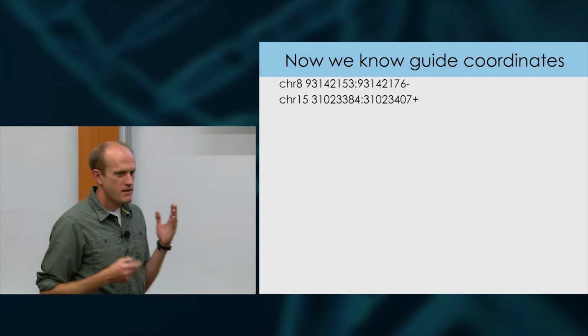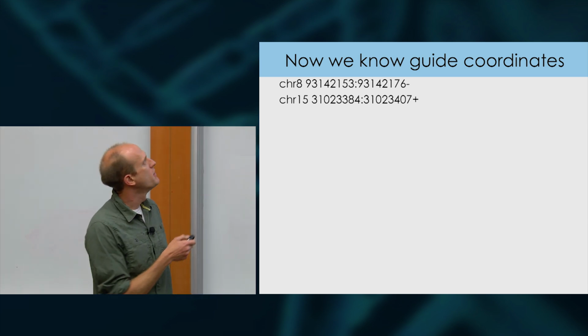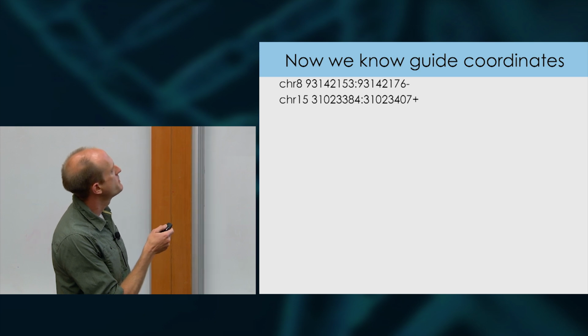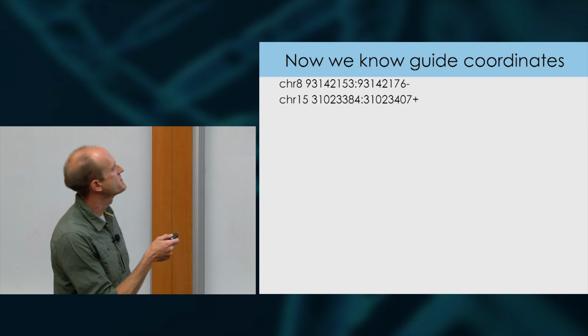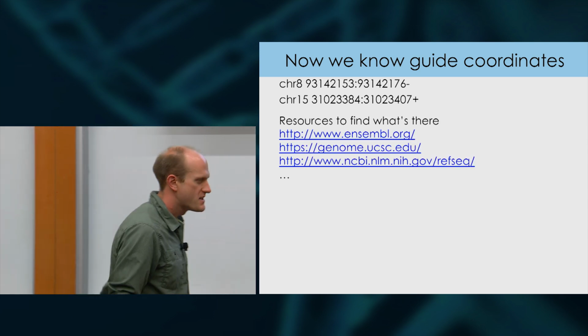So now for each of our 10 guides, we know where they map. These have coordinates that look like this. For example, chromosome 8, from this position to this position on the minus strand. Or chromosome 15, from this position to this position on the plus strand. Now we want to know what's there.